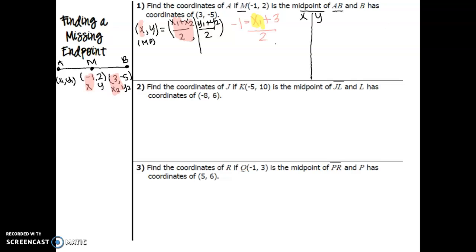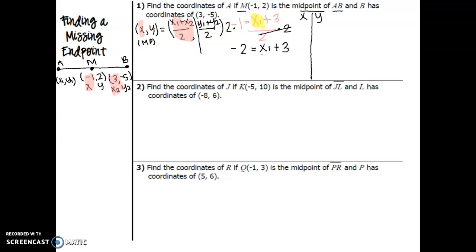So for example, here, I know I need to get rid of this divided by 2. In order to do that, I'm going to multiply both sides by 2. And this is usually going to be your first step. You're just going to start off by multiplying by 2 on both sides. 2 times -1, that is -2, equal to, we drop the rest, so x1 plus 3. Okay.